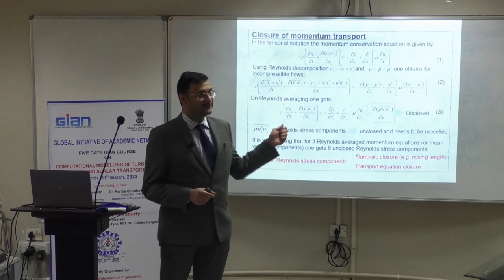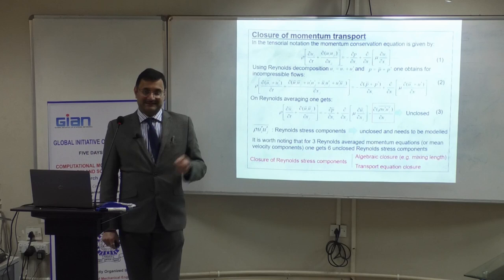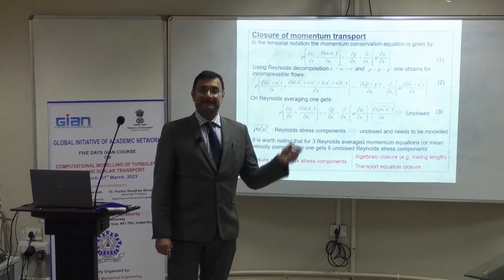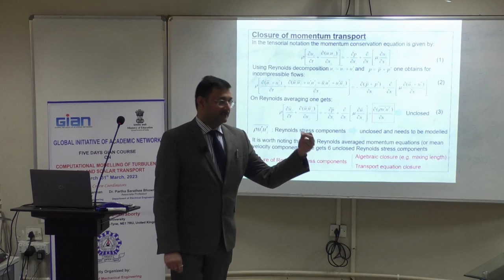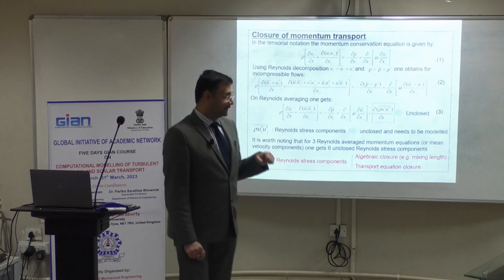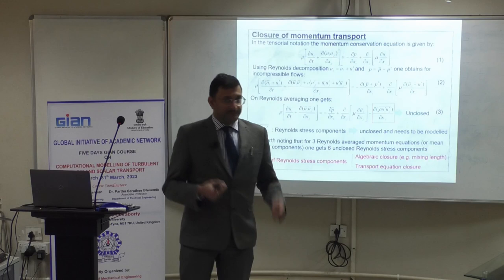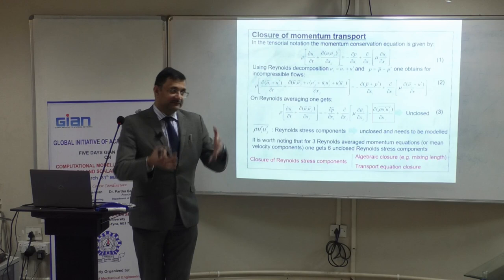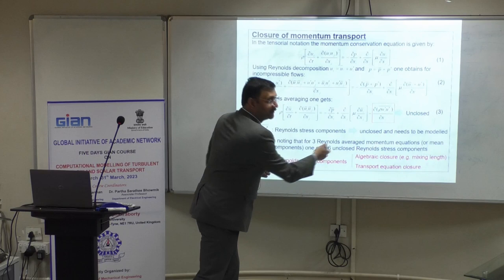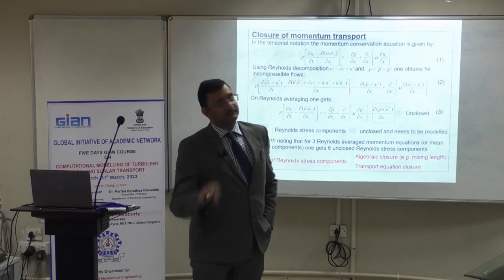So, when I'm talking about algebraic closure, that effectively means I'm going to go for a compromise. I'll be approximating the actual quantity by some kind of function in terms of the mean quantities. Okay? The alternative is, as I told earlier, you can come up with a transport equation for this. In principle, in writing a transport equation, you are essentially considering all the physics involved in the evolution of this unclosed term, in this case, the Reynolds stress. The logic is clear?